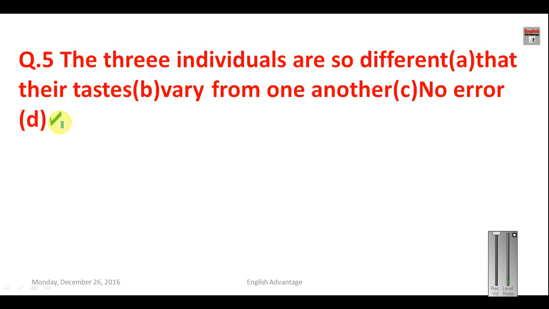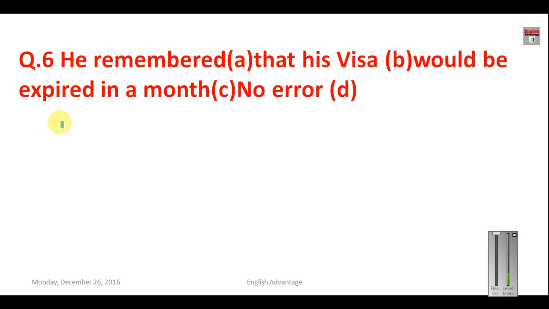Okay, now question number 6 says, he remembered that his visa would be expired in a month. Now if you say it would be expired in a month, it would be considered a passive voice, and in passive voice it would mean that somebody else will come and expire the visa. Okay, but the reality is that visa will expire on its own. Okay, so that is why there is a time limit with the visa. As long as the time expires, the visa also expires.